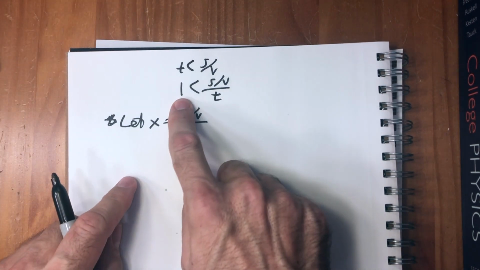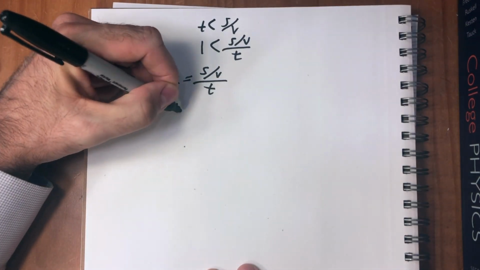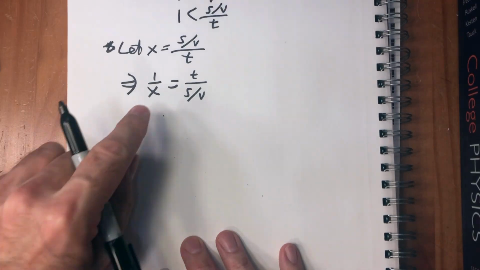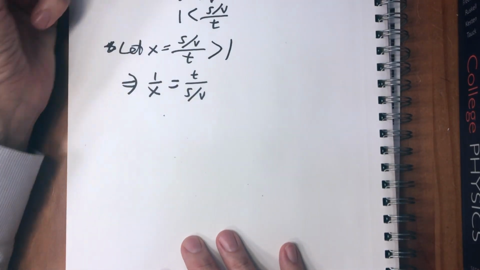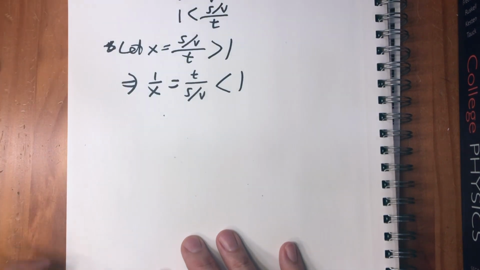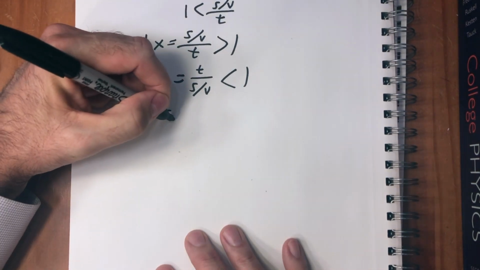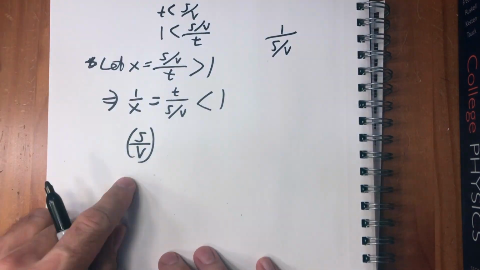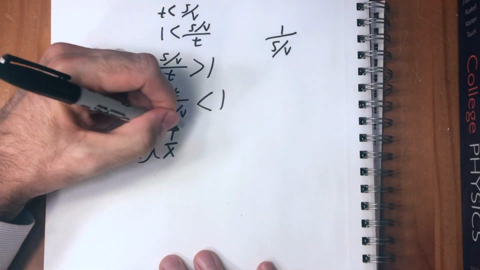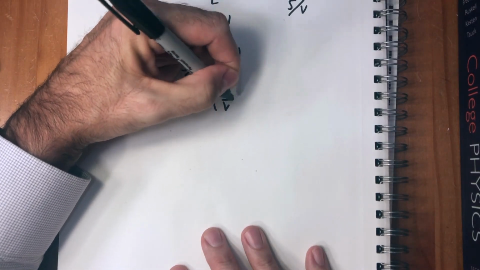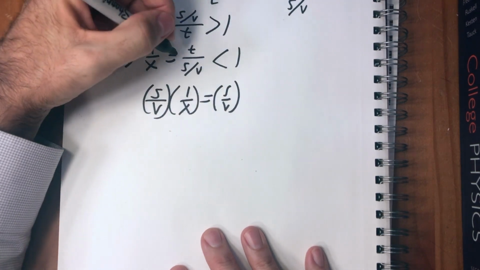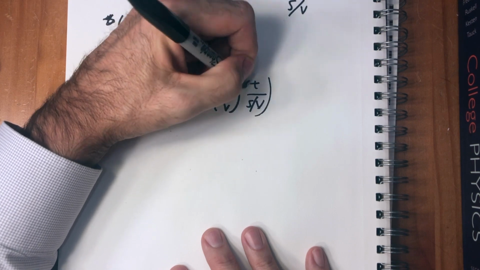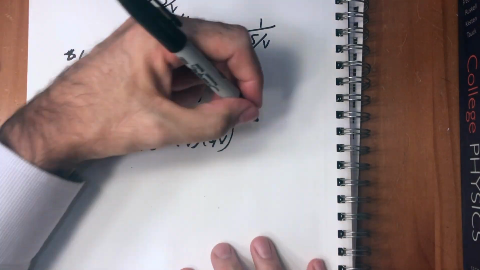So x is greater than 1, which is what we want. That means that 1 over x equals t over s over v. And since x is greater than 1, then 1 over x is less than 1. And s over v, which remember is the reciprocal of 1 over s over v. s over v times 1 over x equals s over v times this one, t, over s over v.